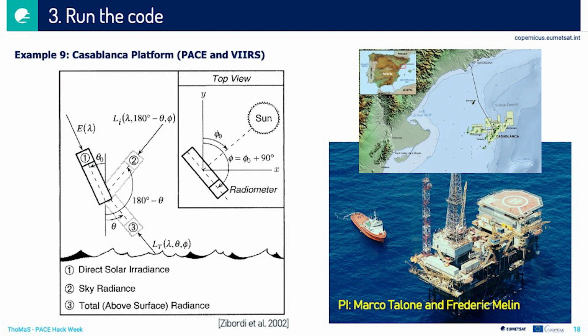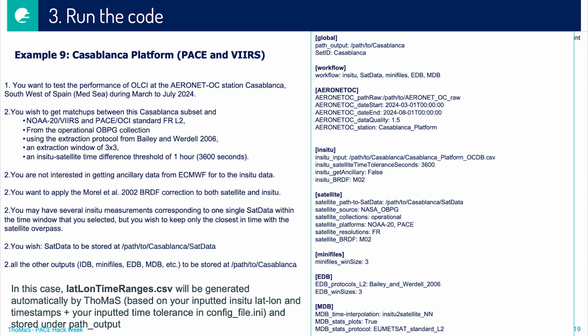I think this is the example that you will run. Actually, I'm sure about this because we checked a while ago. This is with the Casablanca platform. This is an Ethernet OC station in this region of oil drilling stations. This is the southeast. Sorry, I said it the other way. Southeast of Spain. And this is a multispectral instrument, Ethernet OC.